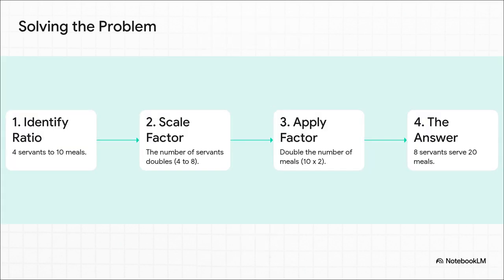All right, let's walk through the logic. We start with our ratio, 4 servants for every 10 meals. Then we see the number of servants doubles, going from 4 up to 8. So to keep everything in proportion, the number of meals has to double too. 10 times 2 gets us our answer, 20 meals. It is the exact same reliable pattern we saw with the camels and the ravens.